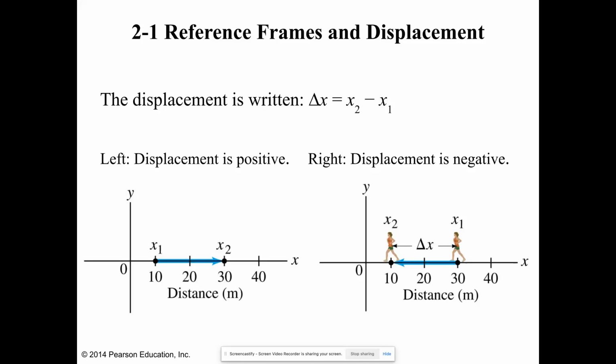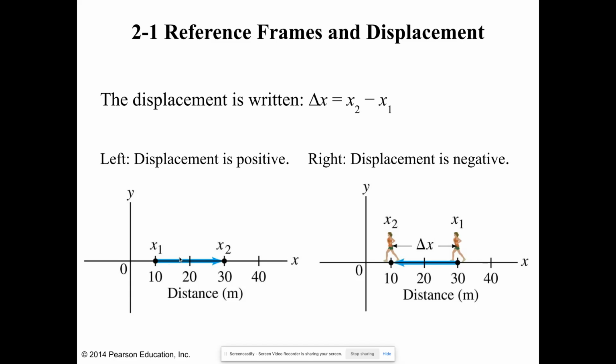So now displacement is written as delta x is equal to x sub 2 minus x sub 1. We'll do a bunch of example problems, but for now, just accept that's the formula. Delta, the Greek letter delta, looks like a triangle. That always represents change or an increment. So this is really the displacement, which is the difference between a starting x position and an ending x position. So if I start here, this is x sub 1. This is where I started. That's my first value of x on the x-axis.